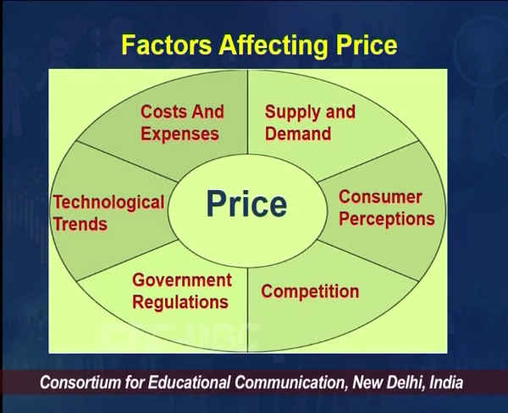These are the factors which are very important. Some of them are internal to the company, and some of them are external to the company, and likewise they can be classified as controllable and uncontrollable factors also. So now let me elaborate these components. The first one is cost and expenses.